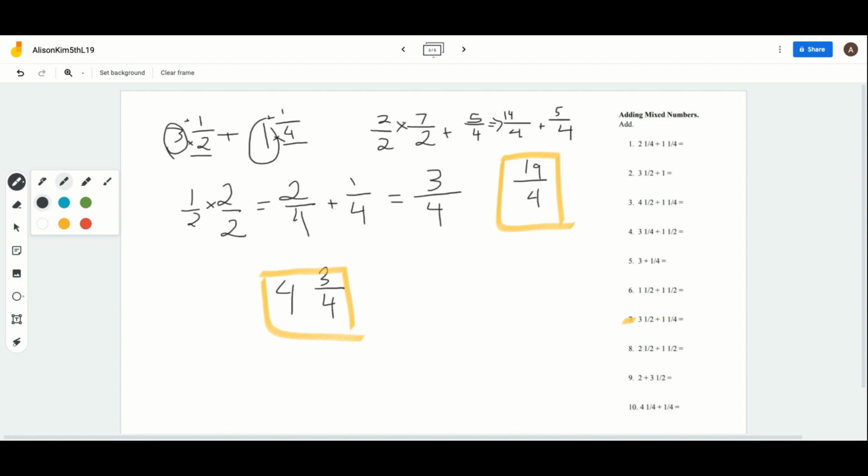Now let me check our answers just to make sure. Yep, 4 and 3/4. And because it should be the same, when you divide 19 by 4, you should get 4.75. Let me check our calculator just to make sure. And yep, you get 4.75, which is the same thing as 4 and 3/4.